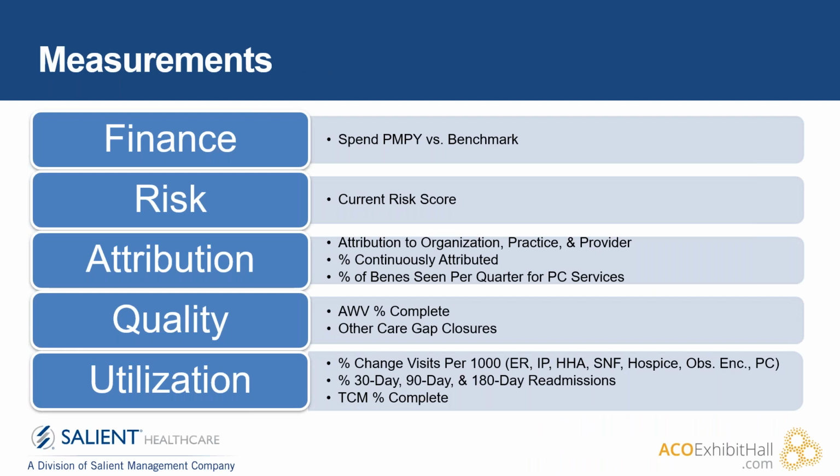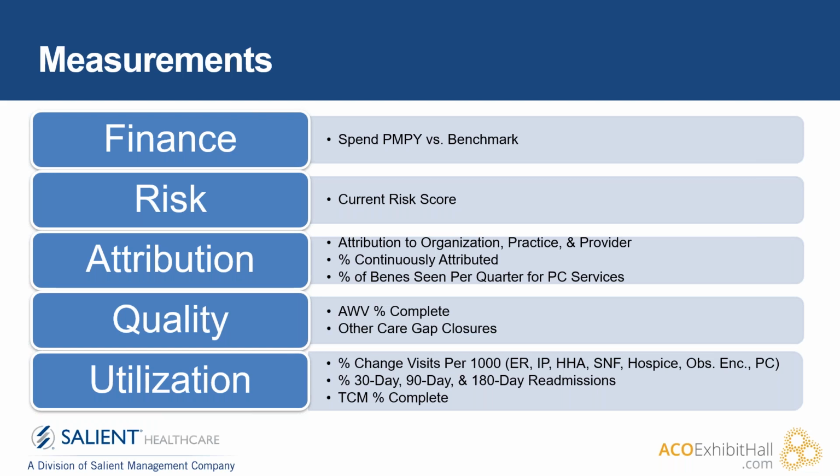All right, so now let's take a look at the key performance indicators that we recommend value-based organizations monitor across all of their contracts. There are 5 main categories that have to be satisfied for value-based organizations to finish with a spend that's below the benchmark, exceed the minimum savings rate, and hopefully attain shared savings. Those categories are finance, risk, attribution, quality, and utilization. For finance, one of the key metrics to track is the spend PMPY versus the benchmark. This will tell you whether you're on track for shared savings.